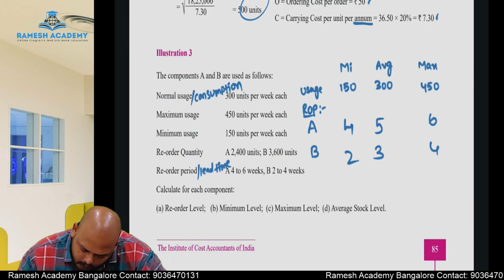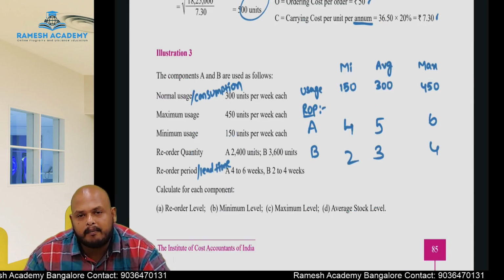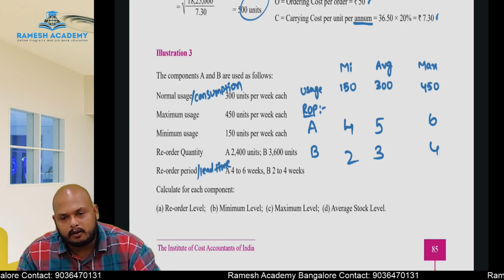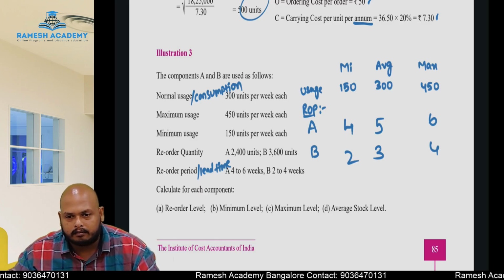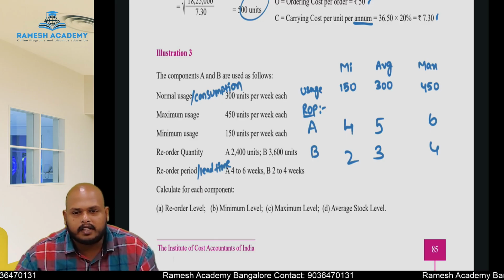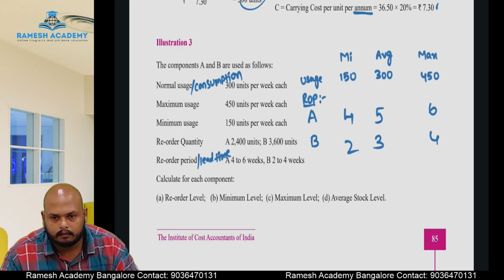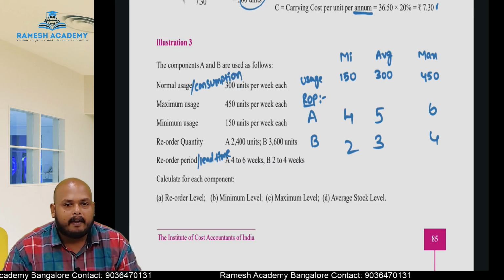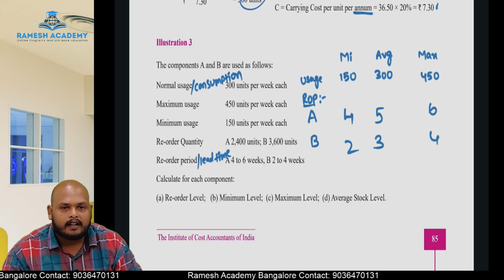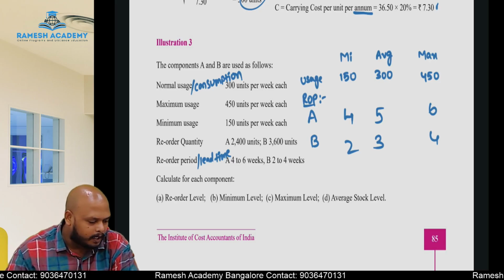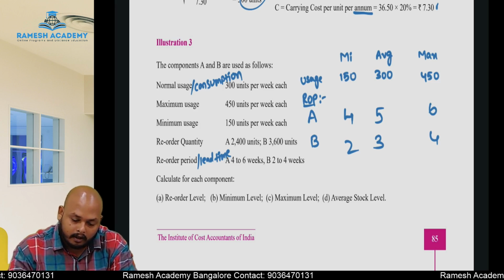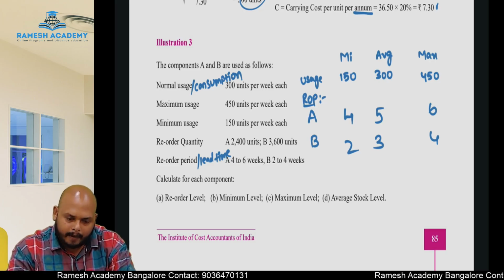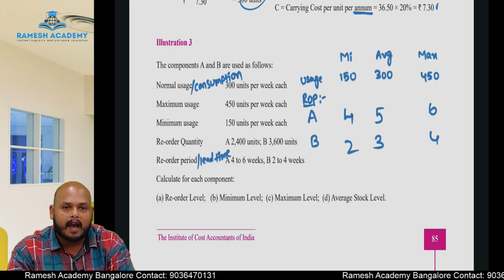Next, what is the second question he is asking? Minimum level. What is the formula? Minimum level is equal to reorder level minus normal consumption, average consumption. Normal or average, both are same. So minimum level is reorder level minus average consumption into average lead time.